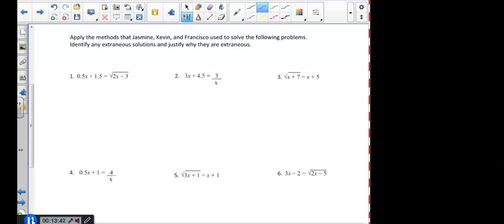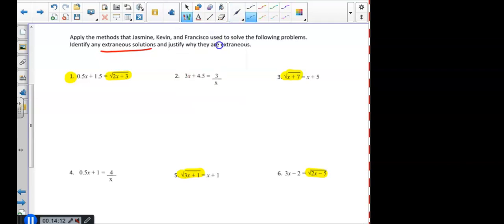We are asked to identify extraneous solutions. So keep in mind, any equation that has a radical function could possibly have extraneous solutions. I'll highlight those because I see a radical function here, I see a radical function here, I see a radical function here, and a radical function here. So keep in mind, for any radical function, you have to check your solutions. I am going to start on number 2. So we are asked to just solve.